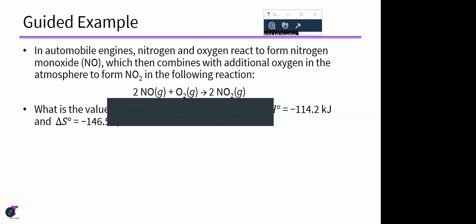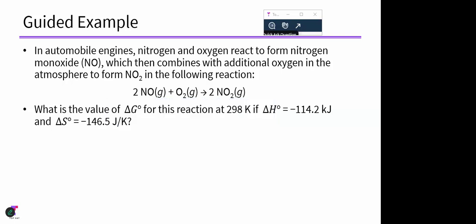So let's take a look at an example of this free energy equation in use. Here we have nitrogen and oxygen reacting to form nitrogen monoxide. Nitrogen monoxide then reacts with oxygen again to form nitrogen dioxide. What we want to know is the value of the standard free energy change for this reaction at 298 Kelvin, if our enthalpy of reaction and entropy of reaction are these.